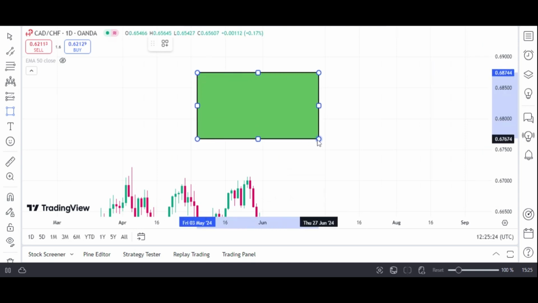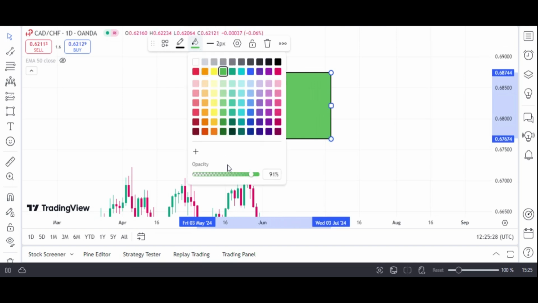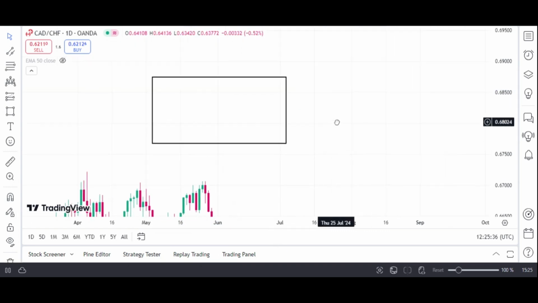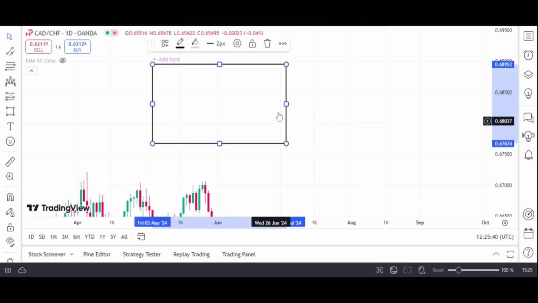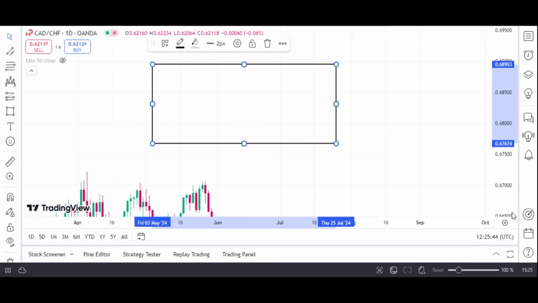This is a simple chart, and when you come into the chart, let me make the chart very clear so that you can tell me what you think is happening in this chart. This is a simple chart that I've drawn here. Let me even make it a bit bigger so that you can understand.